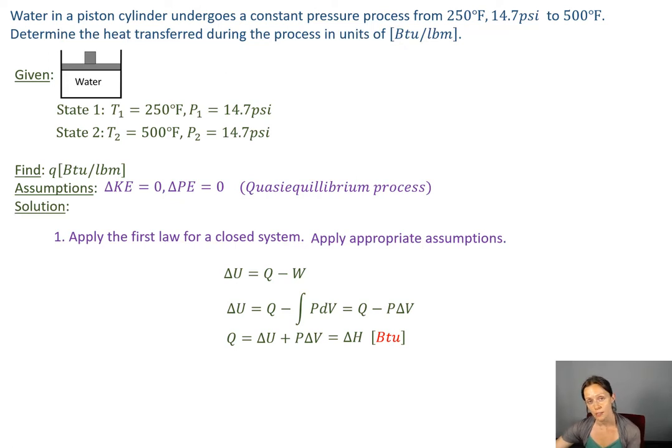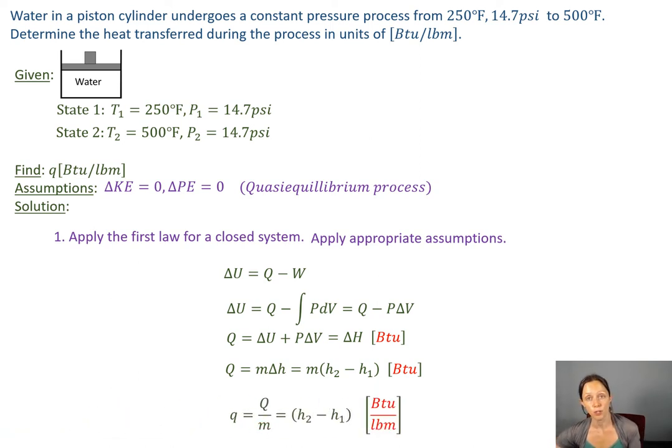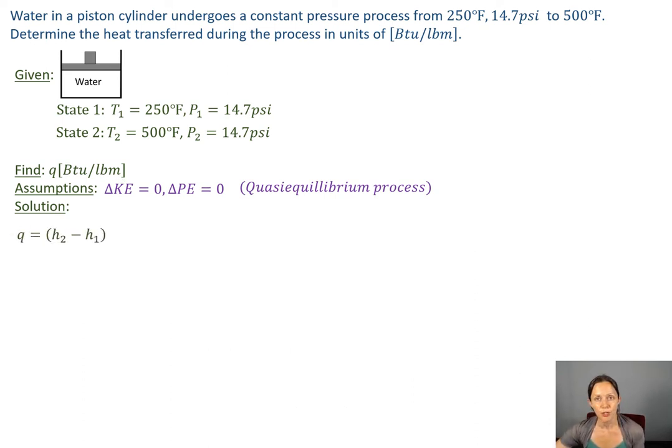Now you'll notice that this is in terms of BTU, so it's units of energy. I need things in units of BTU per pound mass, energy per unit mass. So what I need to do is put that big delta H in terms of delta little h. So it's mass times delta little h, where delta little h is in terms of BTU per pound mass. And then if I wanted to get little q, well, that would just be little h2 minus little h1. And those little h values, those are intensive properties, and those are properties that I can look up in my tables. So there's my governing equation.